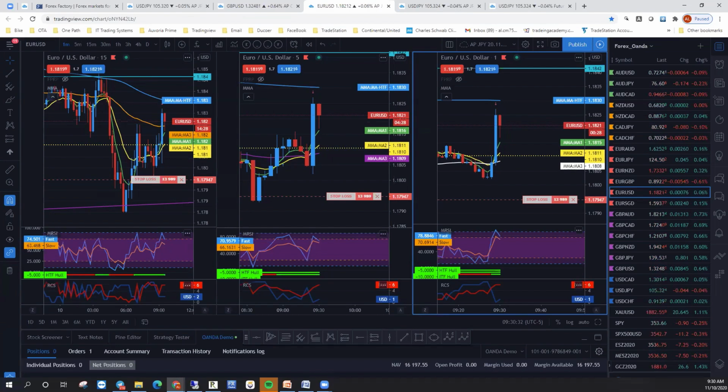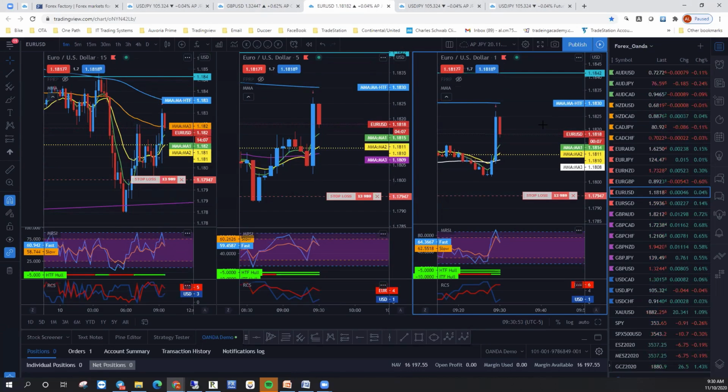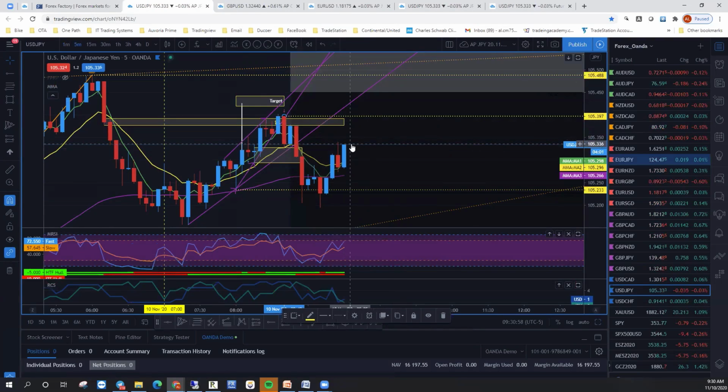Market is now open. U.S. market is now open. Strong move on the euro-U.S. dollar pair. And it looks like the U.S. yen is starting to regain some of its pullback. So let's take a look at the U.S. yen here.